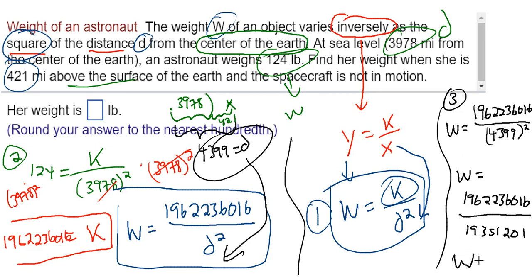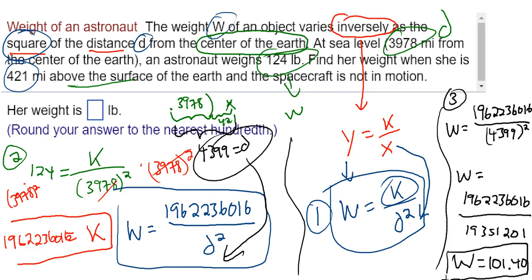So keep that in mind, that your answer should be something reasonable. If the astronaut is further out in space, they should weigh less than they would on the surface, right? So on the surface, the astronaut's 124 pounds. Being 421 miles above the surface, it looks like the astronaut would weigh 101 point, so slightly less. We round to the nearest hundredth, which is 2 decimal places. So 0.40 looks like what we would get.